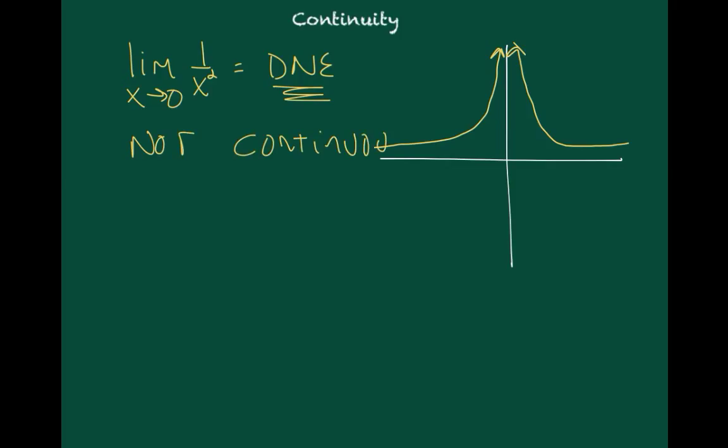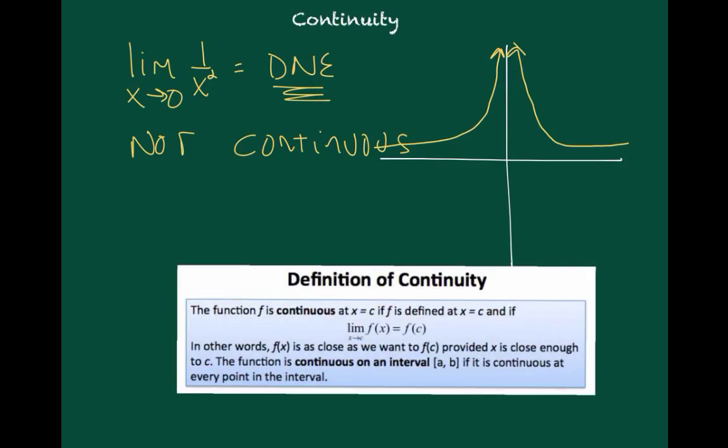Unlike the hole, where we could maybe just define a y value where the hole is, this one's not continuous. So let's look at our formal definition of continuity. This is what I would make sure is in your notes. A function is continuous at x equals c if f is defined at x equals c, and if the limit of f of x as x approaches c equals f of c.